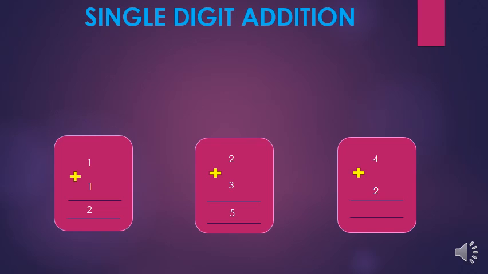And the next one, 4 plus 2. You have to hold 4 fingers in your right hand, 1, 2, 3, 4, and in the left hand you have to hold 2 fingers. So count totally 4, 5 and 6. The answer is 6.